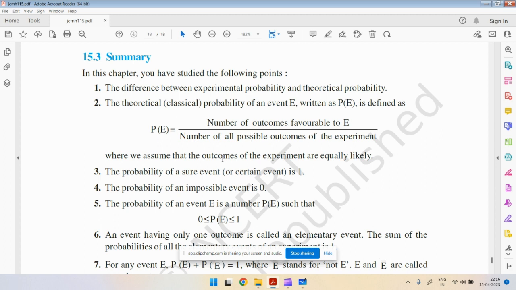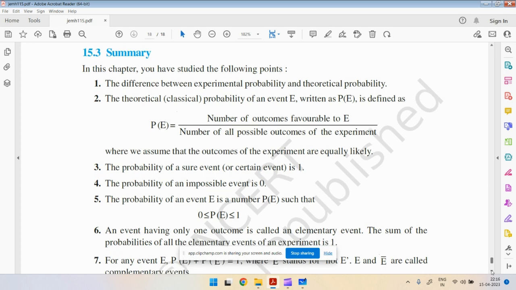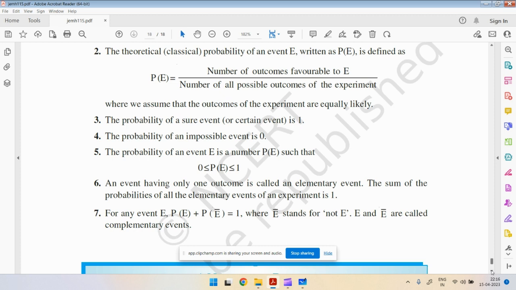The probability of a sure event is 1, for example sunrise in the east. The probability of an impossible event, such as sunrise in the west, is 0. The probability of any event lies between 0 and 1, both included. Sixth, an event having only one outcome is called an elementary event. The sum of the probabilities of all elementary events of an experiment is 1.